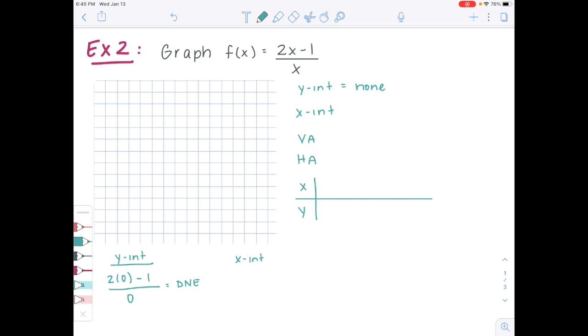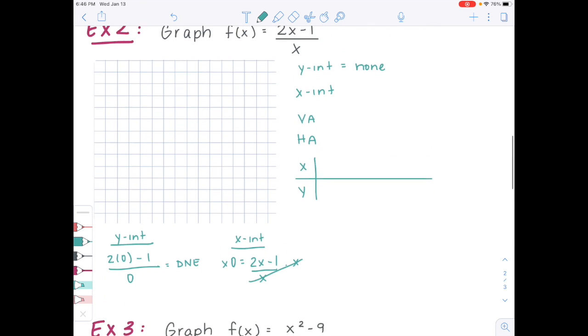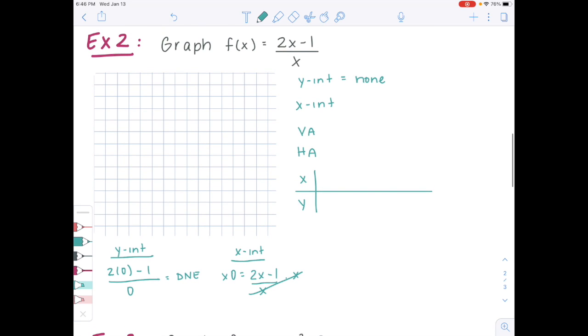In order to find our x-intercept, we're going to set our whole function equal to 0. 2x minus 1 over x, and multiply by x on both sides. Oop, running out of room. So then I get 0 equals 2x minus 1. I get 1 equals 2x. So x equals 1/2. So I have an x-intercept at 1/2, 0.